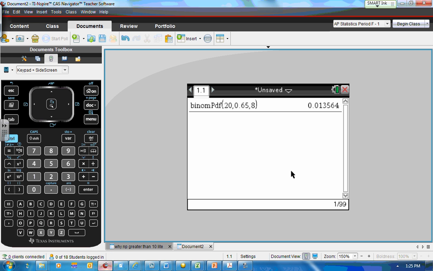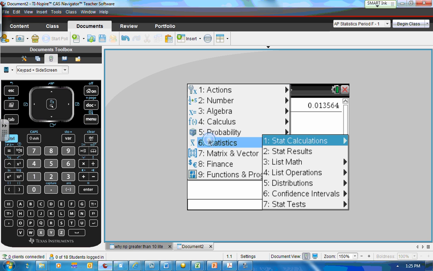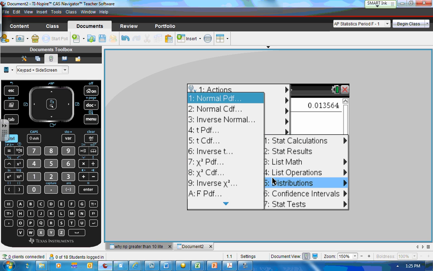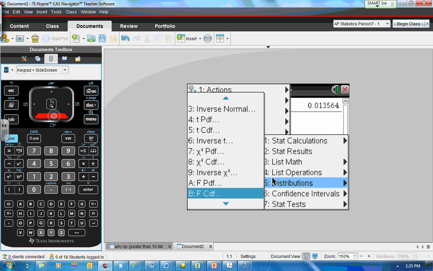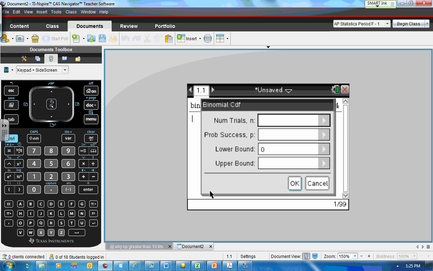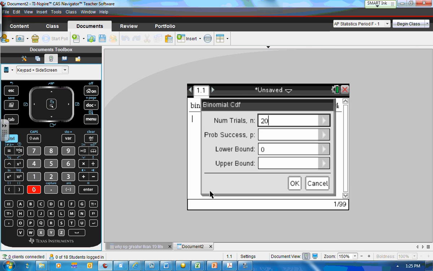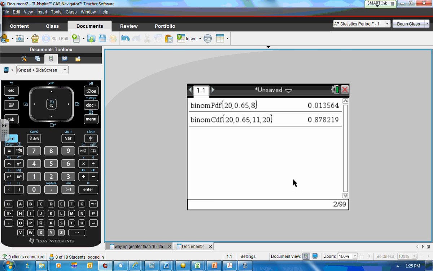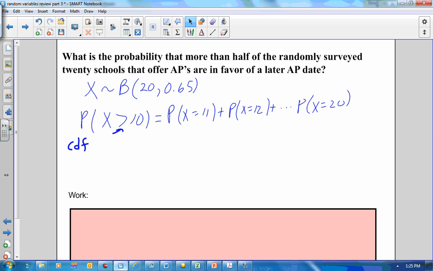Let's flip back to the calculator. We'll go Menu, Statistics, Distribution. We'll arrow down now until we get to Binomial CDF. All right, it asks us the number of trials, which is 20. I'll tag down the probability of success, 0.65. The lower bound, so we wanted the probability of more than 10. So more than 10 starts at 11. And the upper bound, the maximum number of successes I can have is 20. And there's my value.